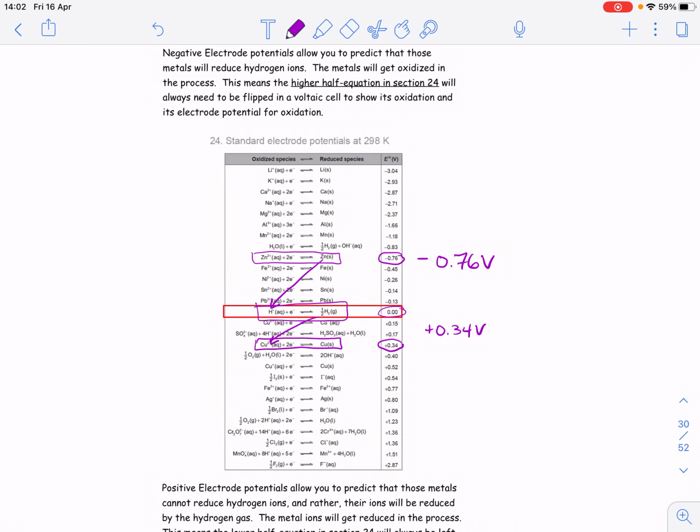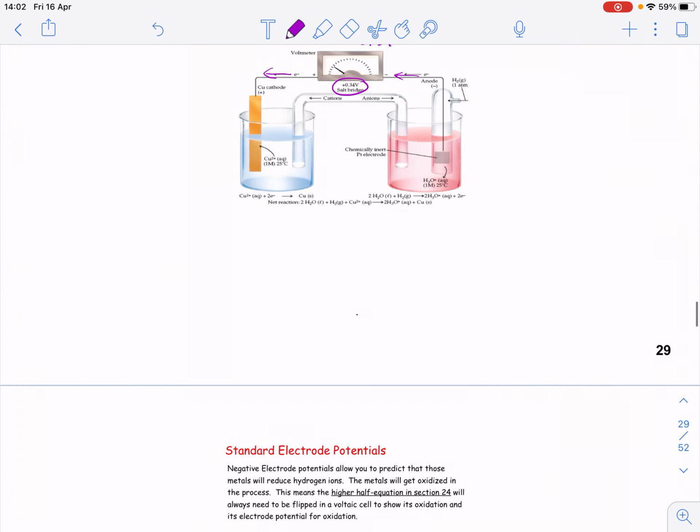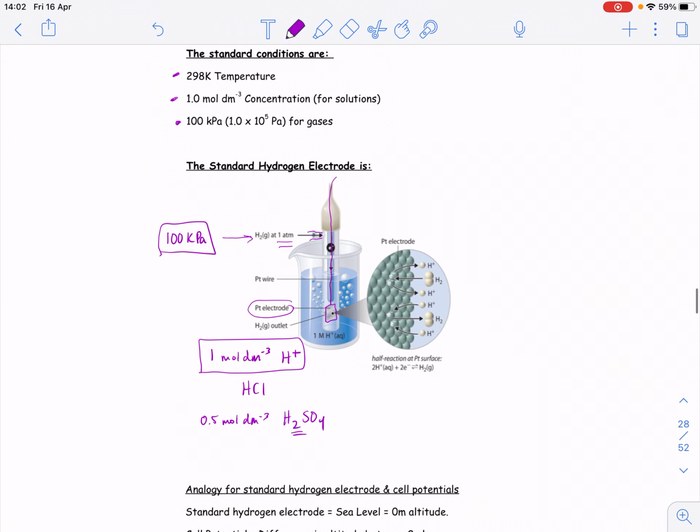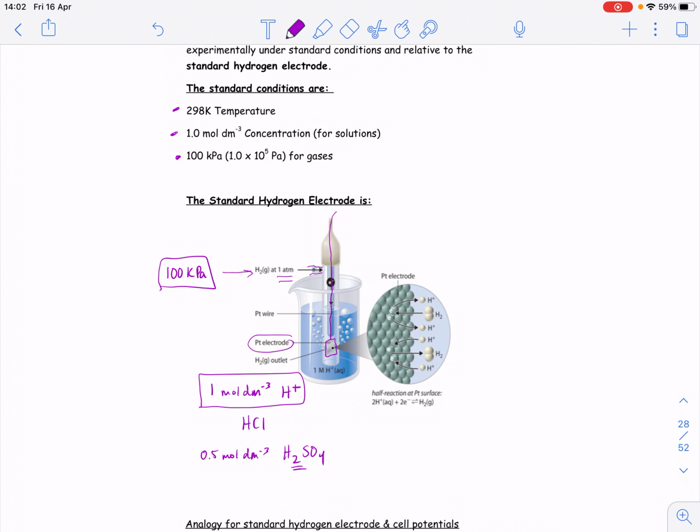So knowing why these become negative versus these become positive in relation to the hydrogen electrode is really not a very important concept to come away with for the IB anyways. So don't stress about that, but that's just to give you some background on where those values come from. Mostly from this video, what you need to take away is what the standard hydrogen electrode is.